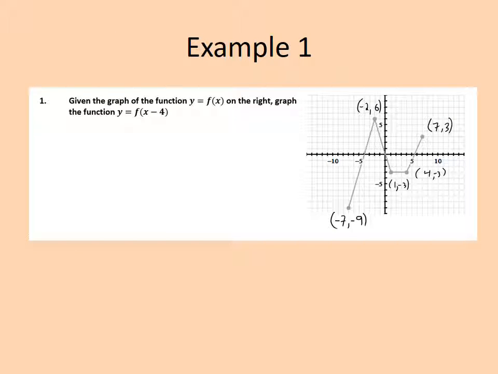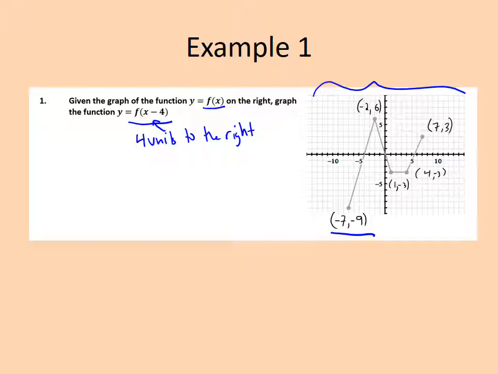Now we're going to try an example. We are given this graph, which represents f of x. And we're going to take that graph and we're going to transform it f of x minus 4. Because it's minus 4, that means we're going to move all the x-coordinates 4 units to the right. There are 2 ways to do this. You can do this algebraically and you can do this graphically. We'll first start algebraically and we'll do the rest graphically.